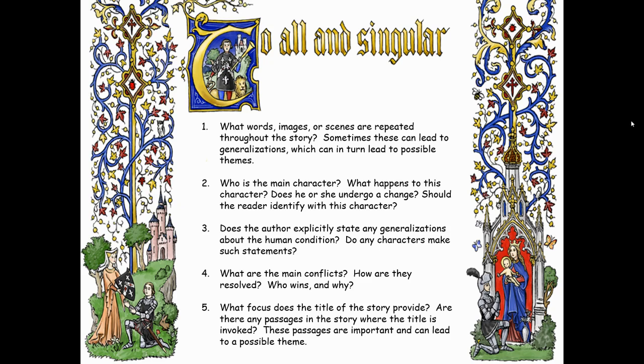So, what words, images, or scenes are repeated throughout the story? Sometimes these can lead to generalizations, which can in turn lead to possible themes. Who is the main character? What happens to this character? Does he or she undergo a change? Should the reader identify with this character? Does the author explicitly state any generalizations about the human condition? Do any characters make such statements?